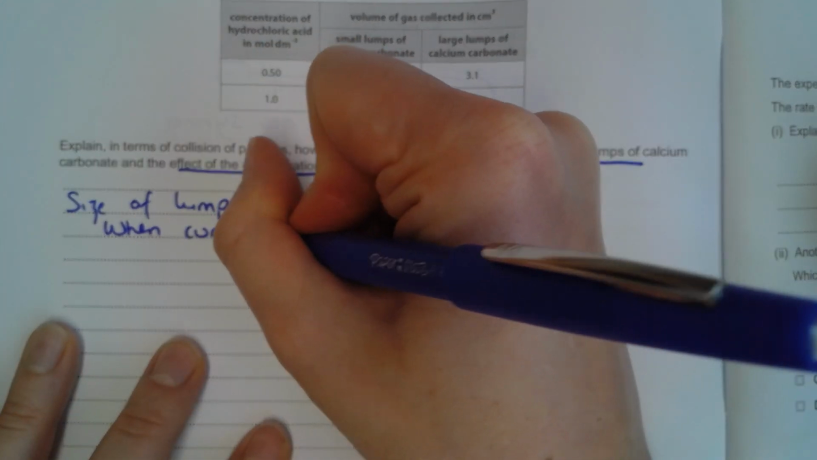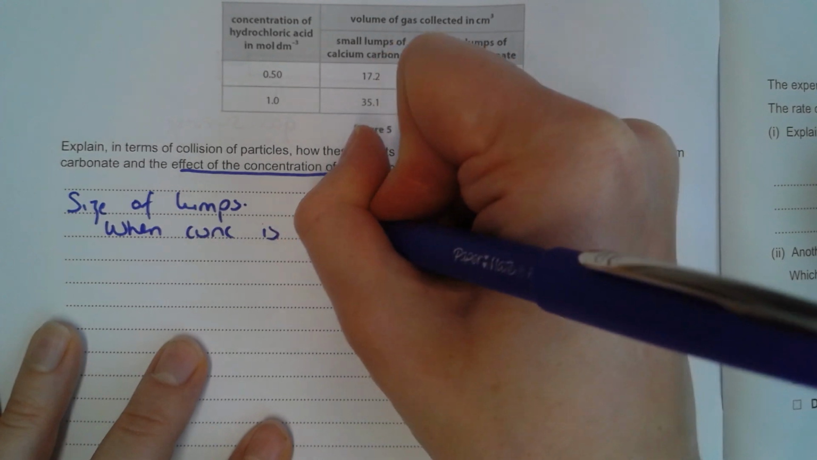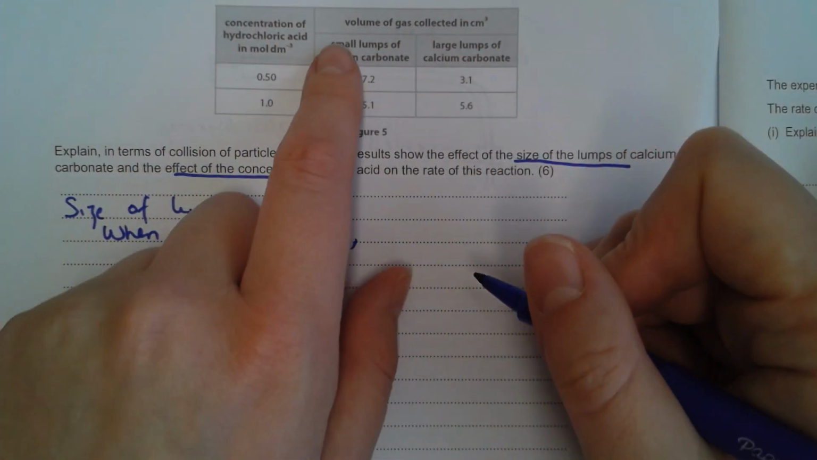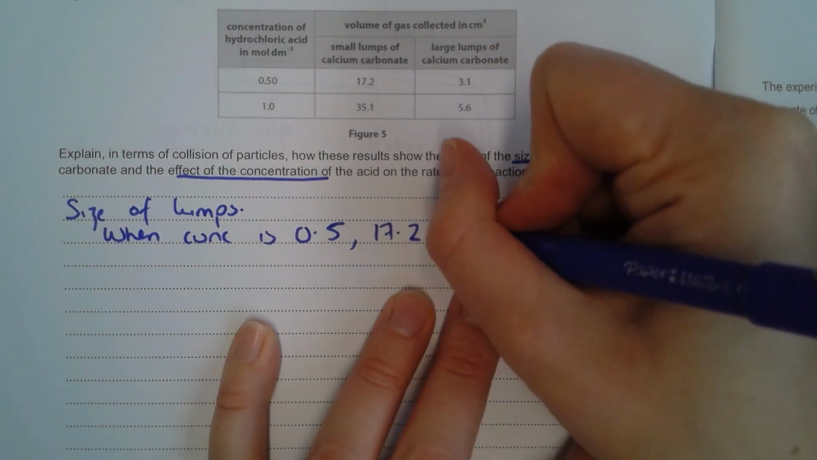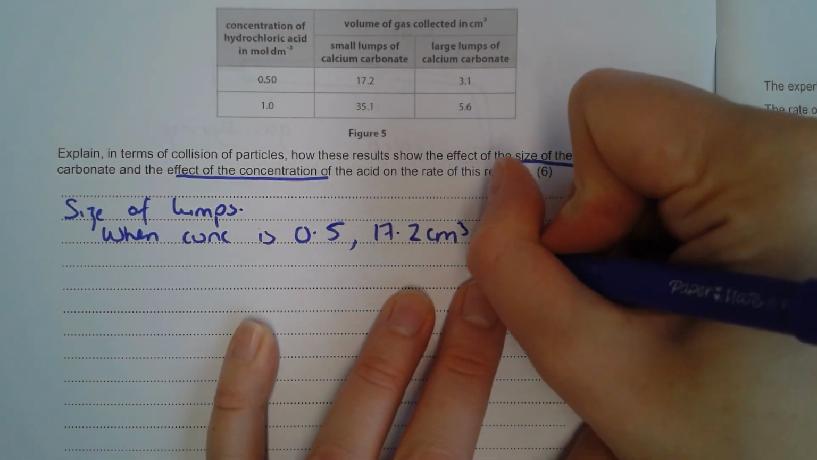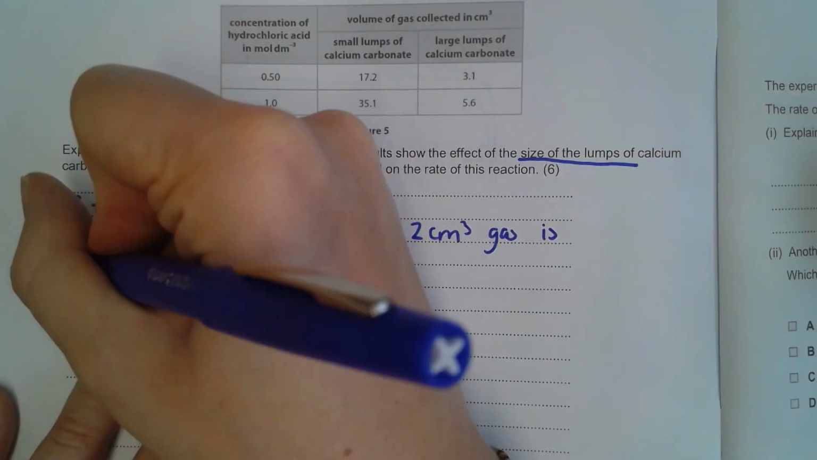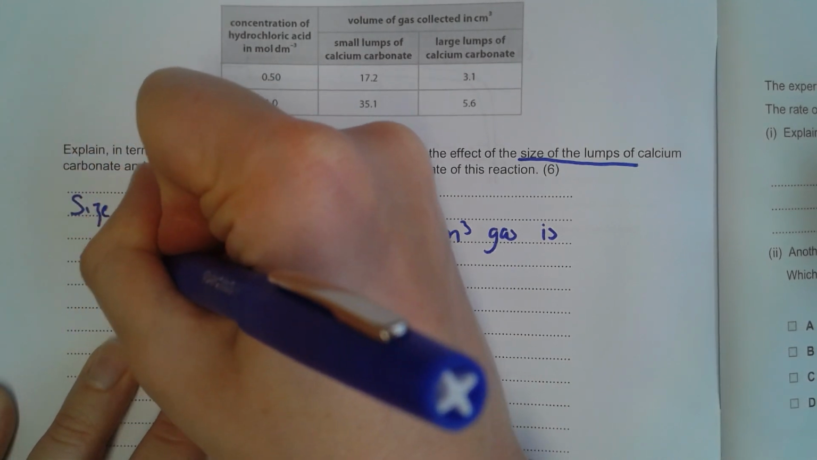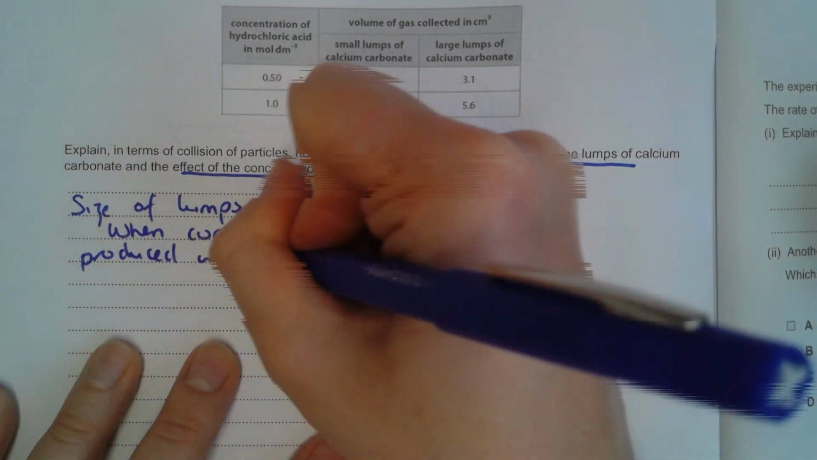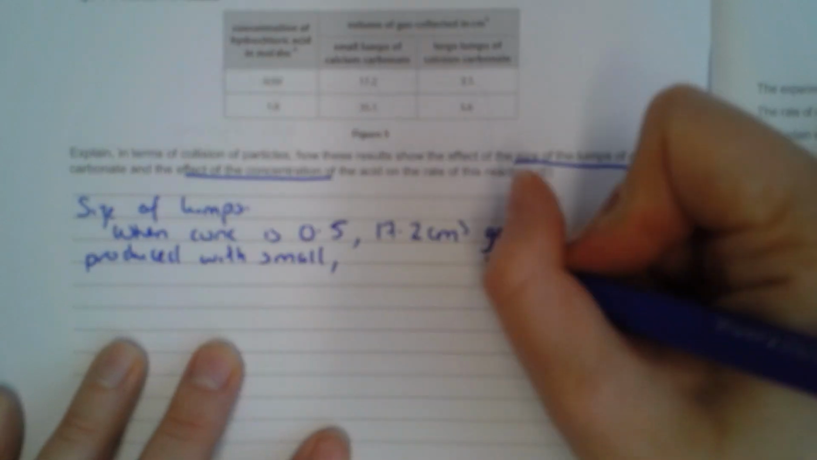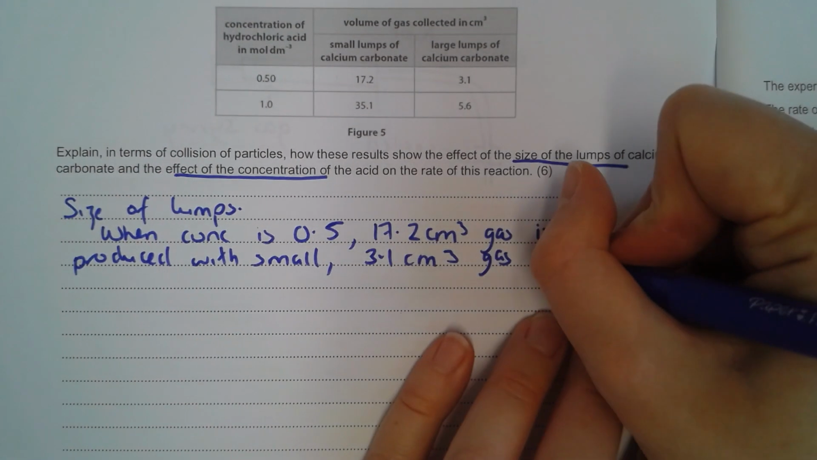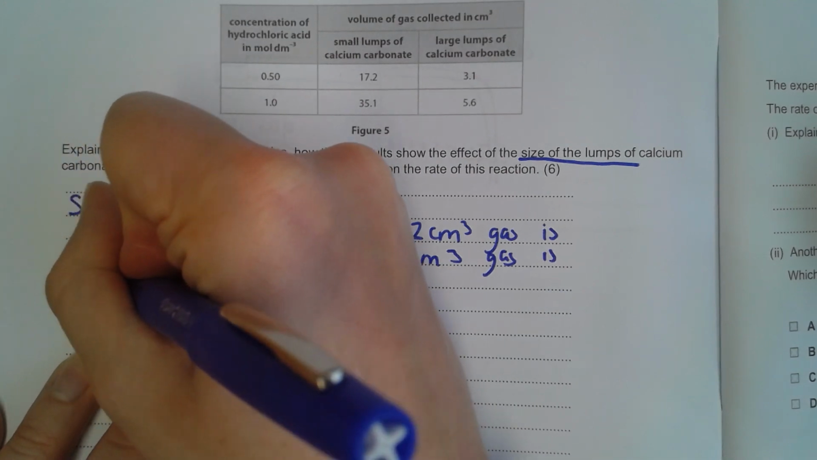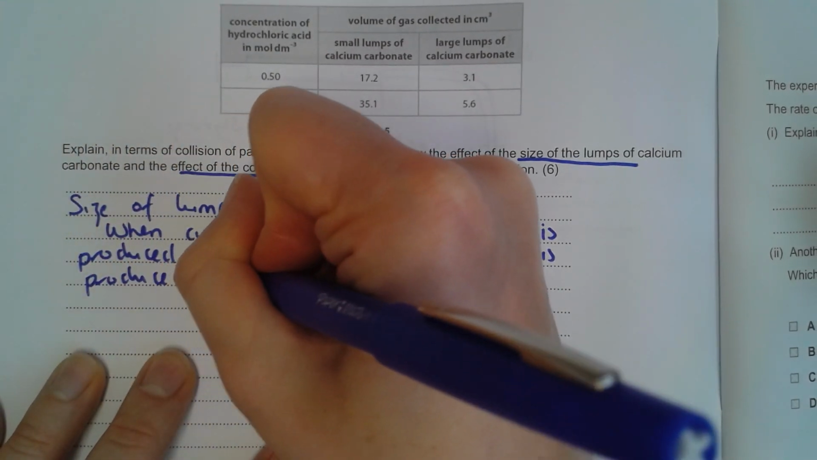when concentration is 0.5, and look what these numbers mean. 17.2 centimeters cubed of gas is produced with small lumps, and 3.1 centimeters cubed of gas is produced with large lumps.